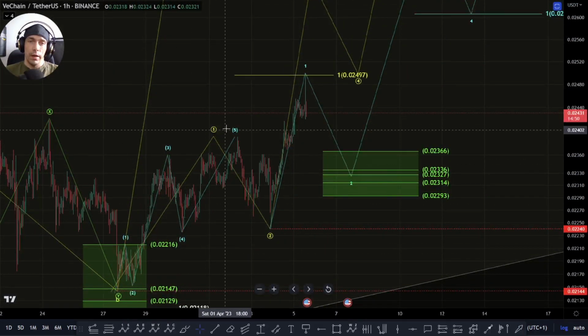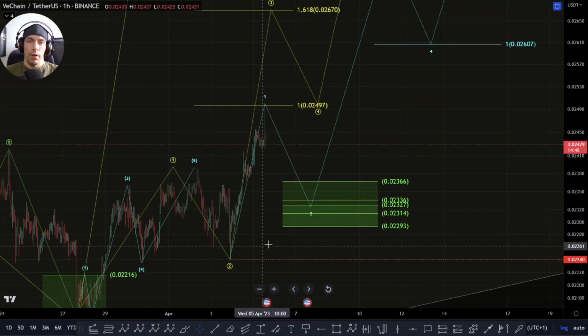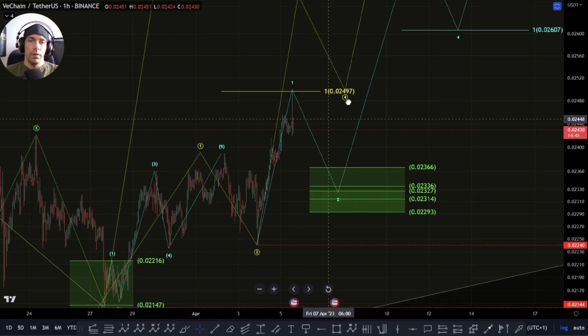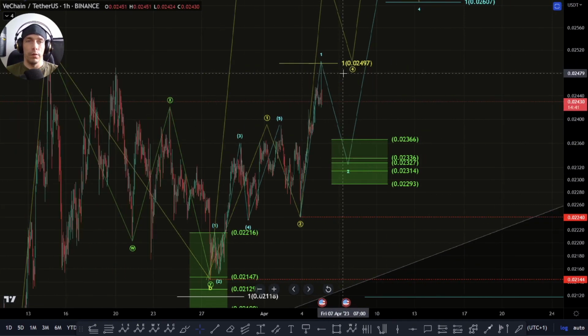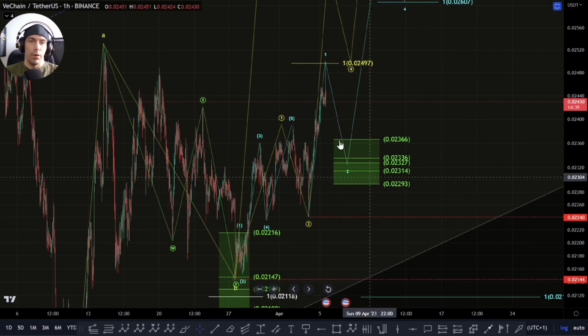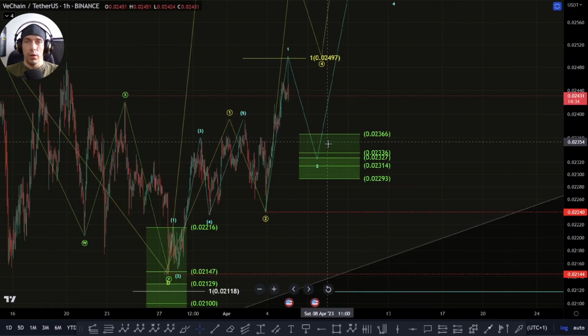I'm counting it like this currently just because the subwaves do fit. But we need to be careful because this could just be A, B, and C, and then that's a completed corrective move up, and then we're looking to break down here. So there's a little bit to think about here. Key support zones are going to have to hold.